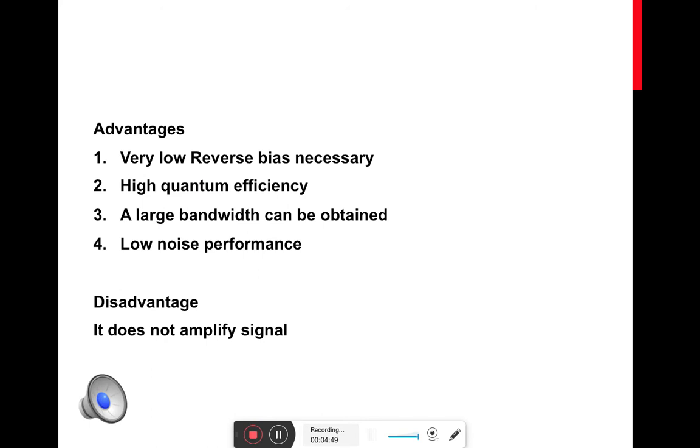The advantages of the PIN photodiode are that it requires a very low reverse bias, it has high quantum efficiency, a large bandwidth can be obtained, and it has low noise performance. The disadvantage is that this PIN photodiode cannot amplify signals.